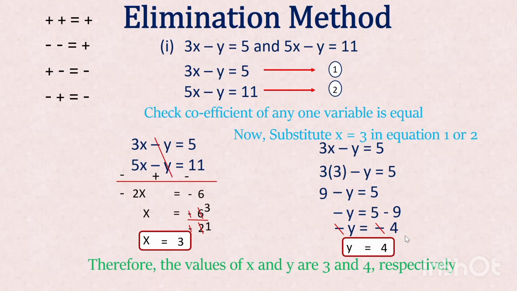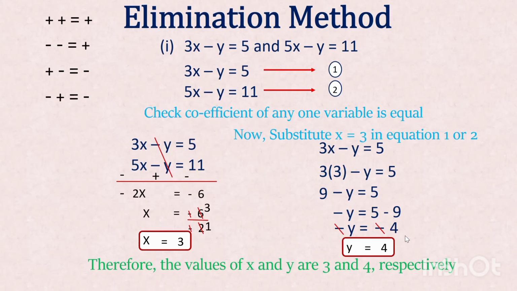If you are attempting this problem in some competitive exam, no need to write this solution. Therefore the values of x and y are 3 and 4 respectively. But in 10th standard or 11th or 12th, when you are writing an examination, at that time you should write: therefore the values of x and y are 3 and 4 respectively. It carries at least 1 mark, so don't miss it. Okay, we'll start the second problem.